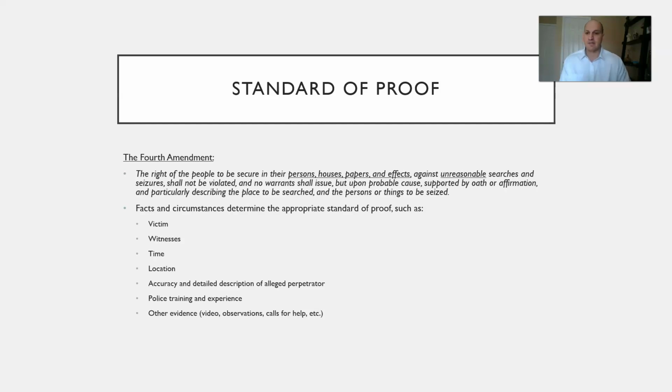And then other evidence: video, observations, calls for help. If you hear somebody screaming, oh, that guy just robbed me, or he just took my pocketbook, help me. Right? So that figures into the immediacy of facts and circumstances. So all of these together: who is the victim? What is the victim's status? Witnesses, time, location, accuracy, training, experience, and any other evidence. All of that figures into reasonable suspicion, probable cause, standards of proof.